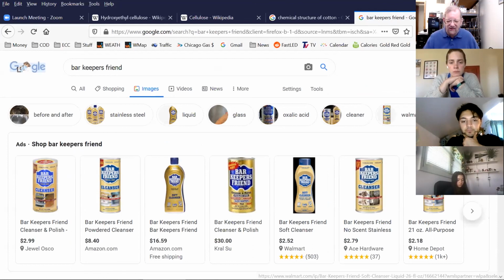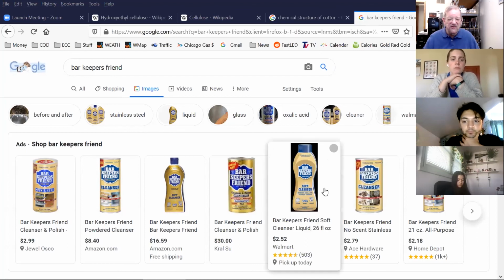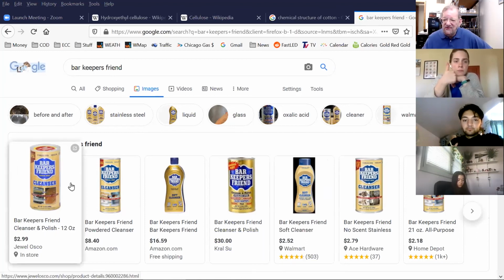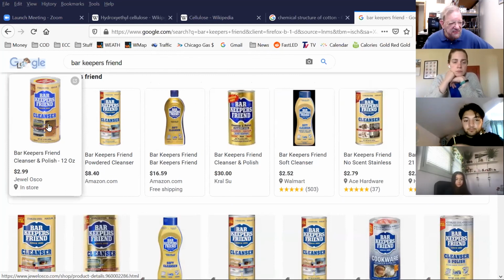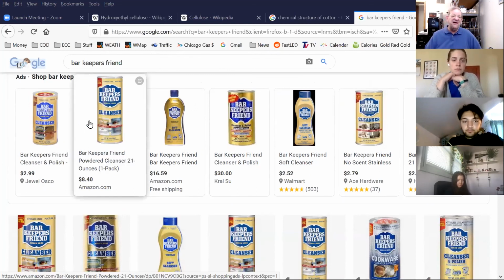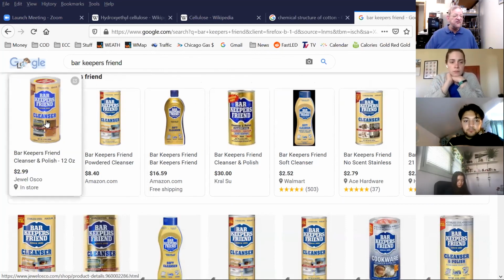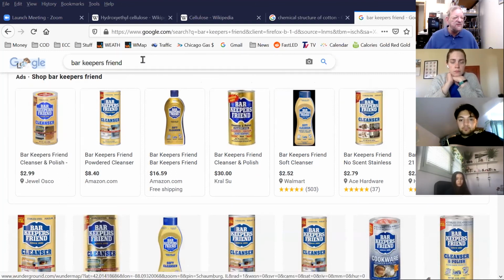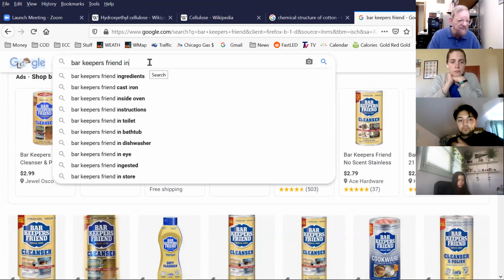All right, let's see if I switched over. Yep. Everybody see the gold cans on your screen? This is Barkeeper's Friend. I've got a couple of cans in my house, and this is a mixture of oxalic acid and sodium lauryl sulfate, which is a soap. And I think it's got some other ingredients in it. Let's see. Hold on.